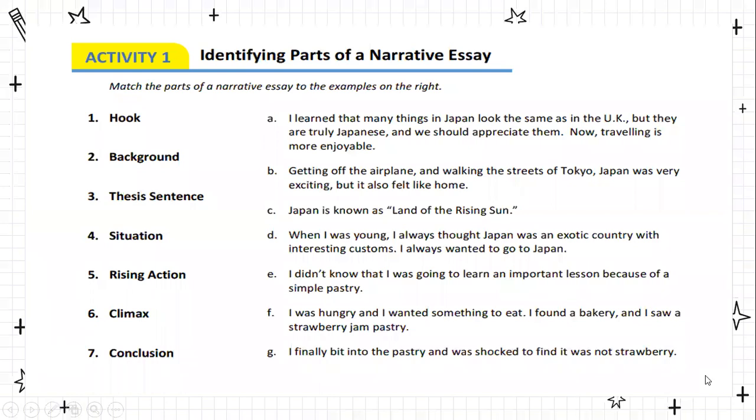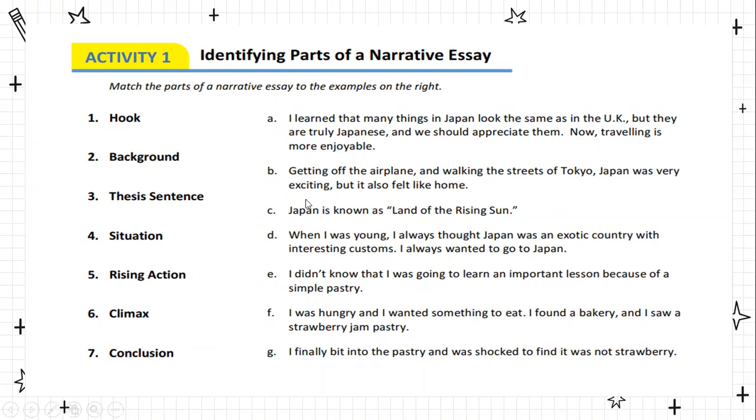So let's do this activity together. Here you have to identify the parts of a narrative essay. You have to match the parts correctly. So we have the hook. Remember, a hook is a sentence in the introduction. It's the first sentence in the introduction that grabs the reader's attention.